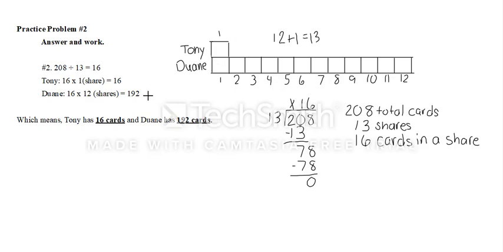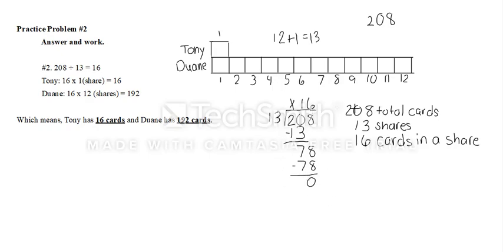So now to look at the work that you should have done with my answers here, let's explain it a little bit. I knew that there was Tony and Dwayne. I knew that they had 208 total cards between all of them. And I knew that Dwayne had 12 times more. So if Tony has this 1 share, Dwayne has 12 times more than that. And I know 12 plus 1 is 13. So that means I have to split the 208 cards by 13 shares. Once I did my division and my work, I got 16.